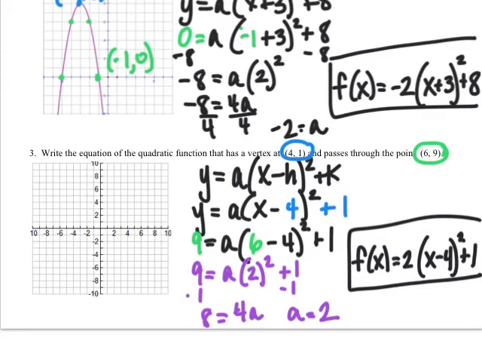Okay, so I'm going to use the pointer to explain my work. So I started out by putting the vertex in, that's in blue right here, 4, 1.